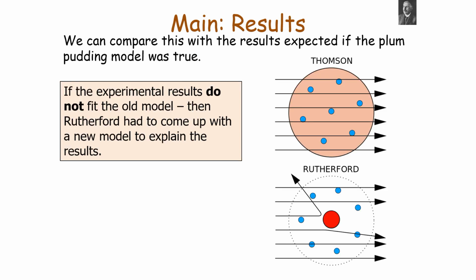Now we can compare these results with the expected results if the plum pudding model was true, and the experimental results do not fit the old model. So this meant that Rutherford had to come up with a new model to explain the results.